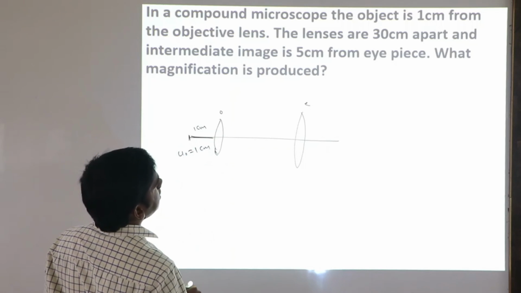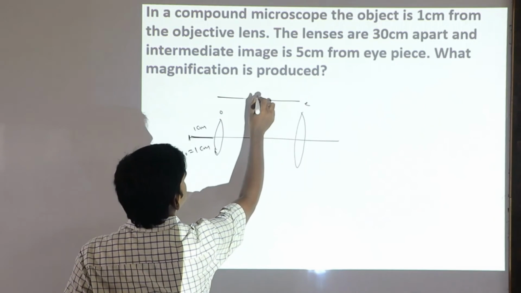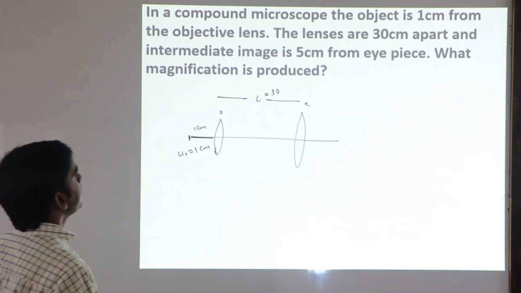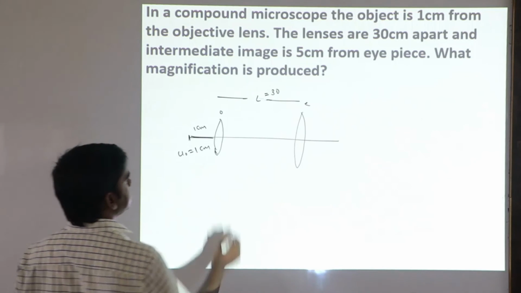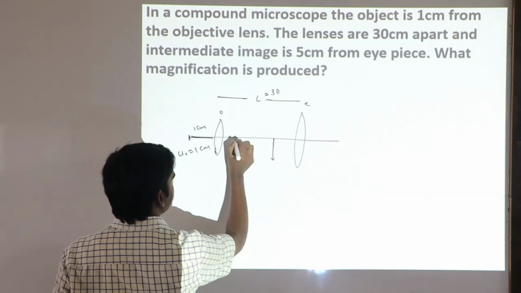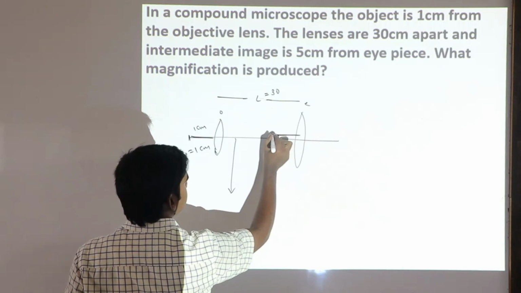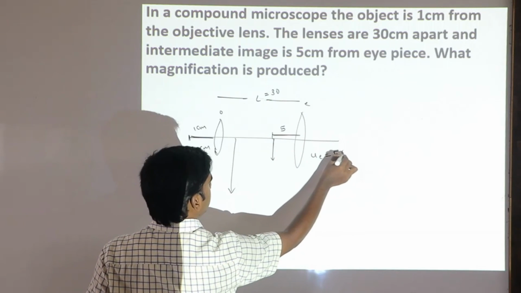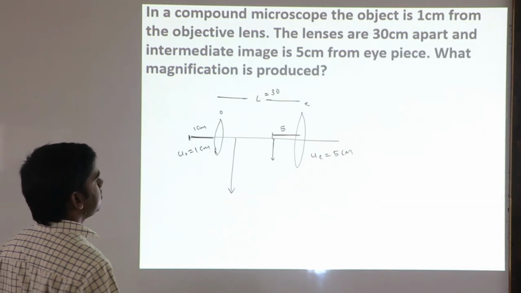Now they are saying the lenses are 30 centimeter apart, from here to here, that is L equals 30 centimeter apart. The intermediate image is 5 centimeter from the eyepiece. So the intermediate image will form here, and the final image will form here. So this intermediate image from the eye lens is 5 centimeter. That means UE is equal to 5 centimeter. What are they asking? They are asking the magnification produced.